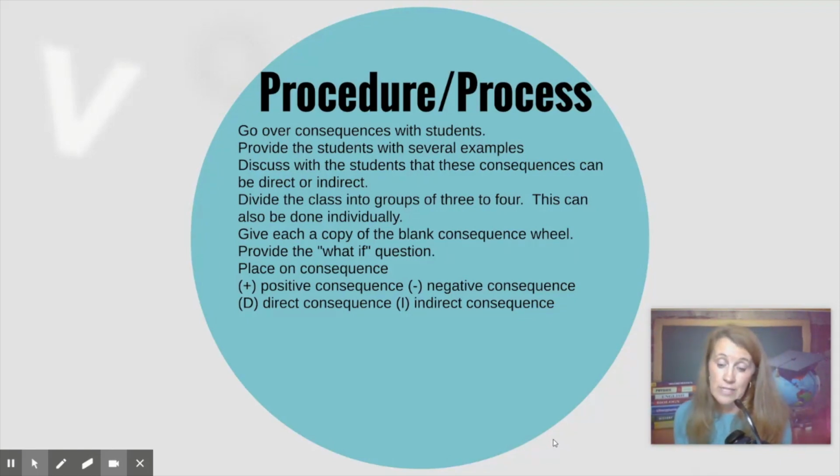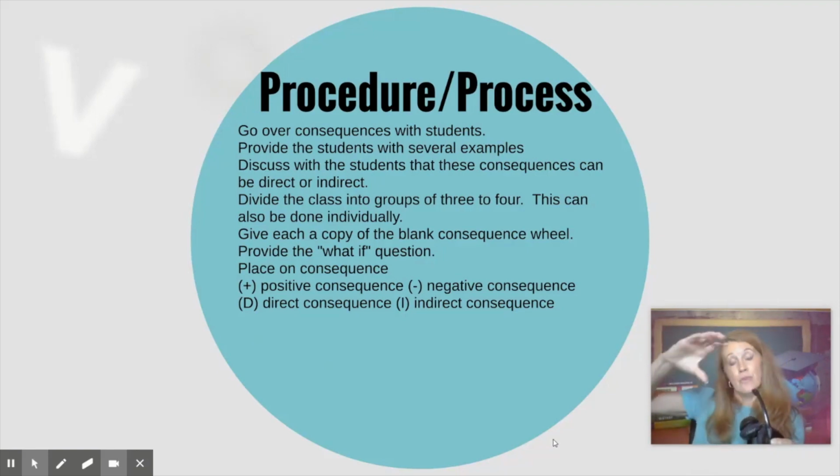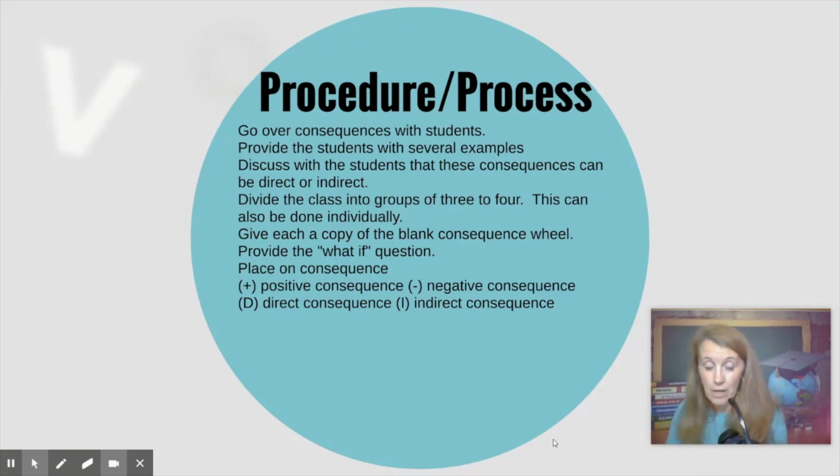A new consequence is then considered for each of the statements from the inner radiating section. So this is your more complex wheel. So you've got another ring. For each statement on that inner ring, you want to have a positive and negative on the outer ring. And then you can extend that activity to ask similar questions and have students make predictions.